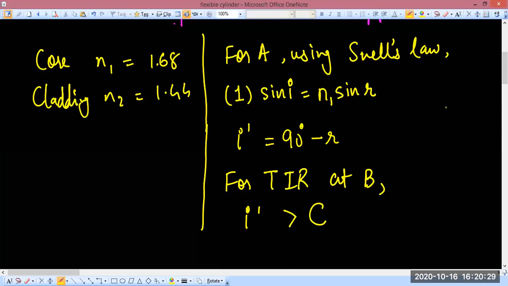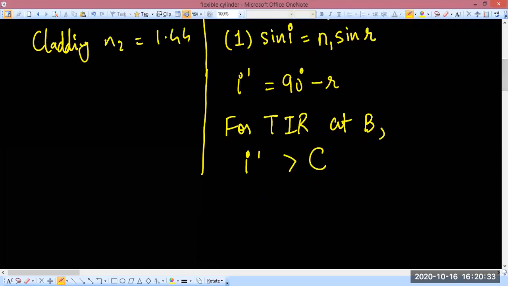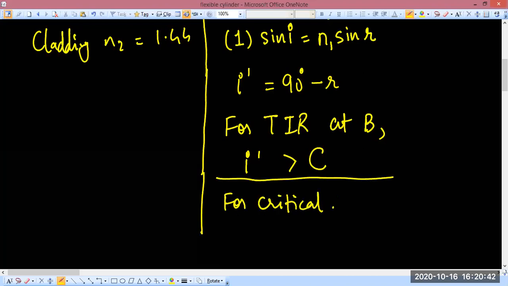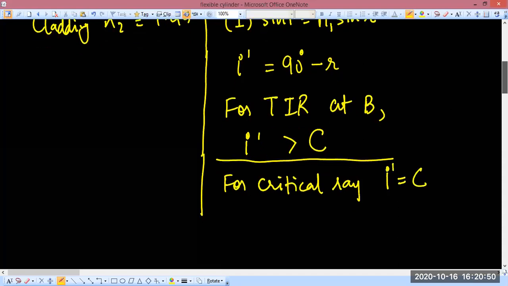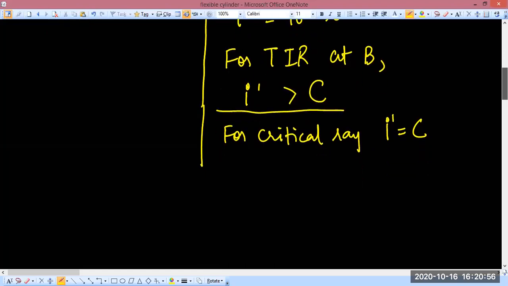But we could just talk about critical ray actually. So for critical ray, we will have I dash equal to C. For critical ray we will keep, I don't want to make you do it with an inequality wrongly, we will just do it by critical ray. Then everything will work out. So for critical ray I dash is equal to C, right?